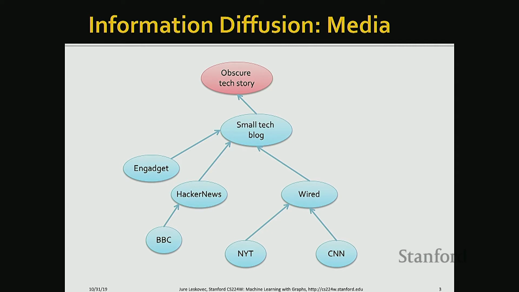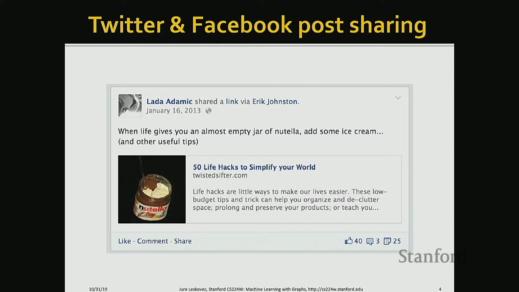So from the source of the information, in this case a tech story, all the way to how can you reach most of the people, and clearly one of the most powerful media to do that is a news channel, okay? Now, other examples, as I was mentioning at the beginning, this applies also to social networks.